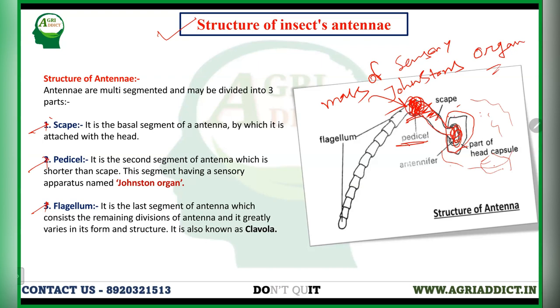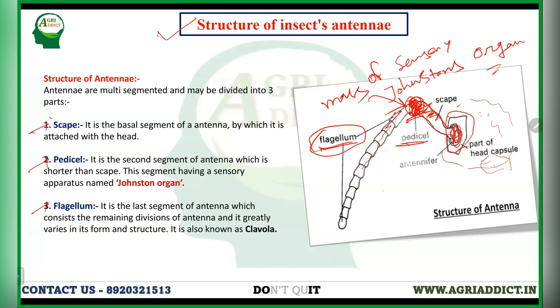The terminal portion, just after the pedicel, is known as the flagellum. This flagellum is also known as clavola, and there are no individual muscles in the flagellum. This question is asked: in which part of the insect antenna are there no individual muscles? Then the answer will be flagellum. This question is asked and you should know about this.